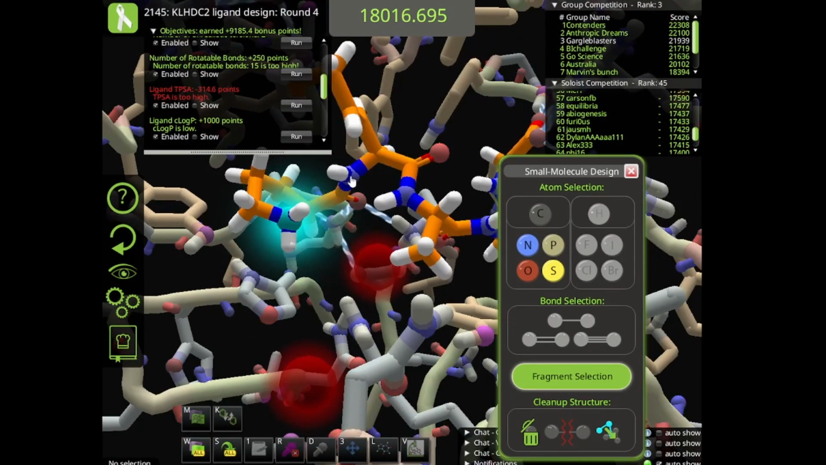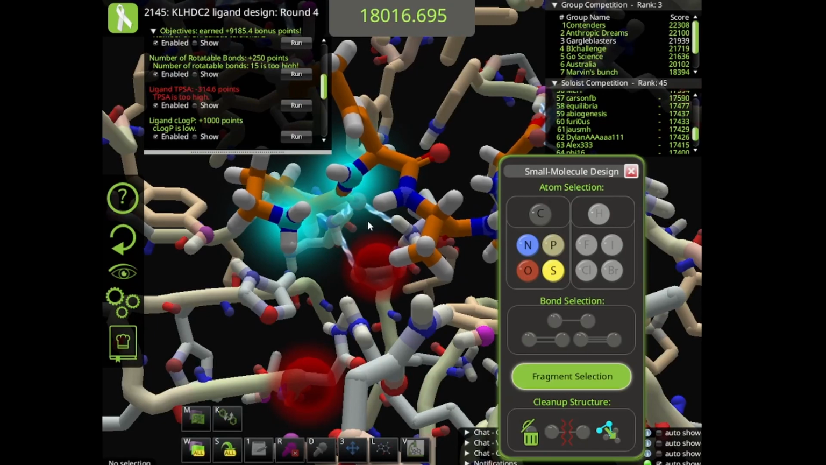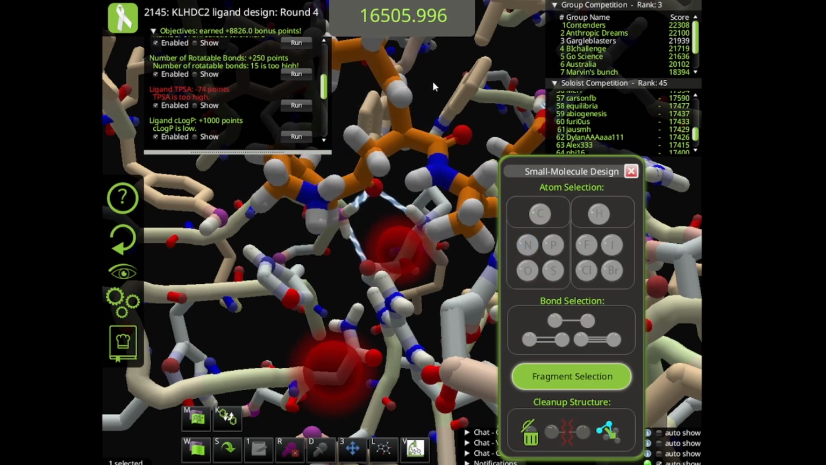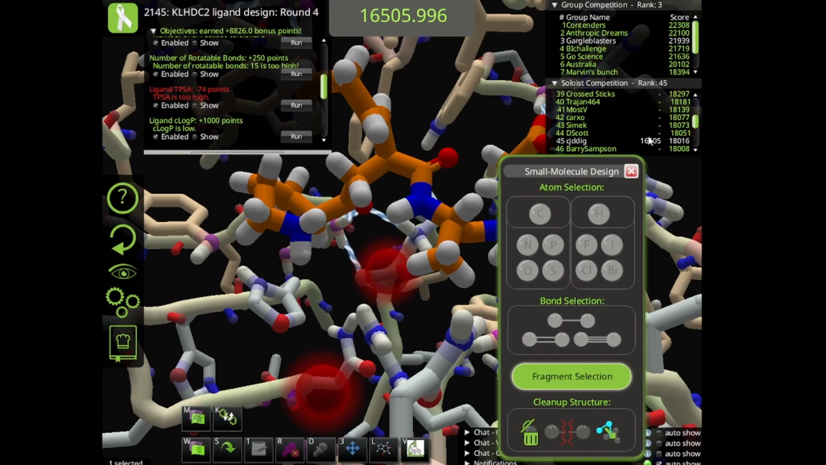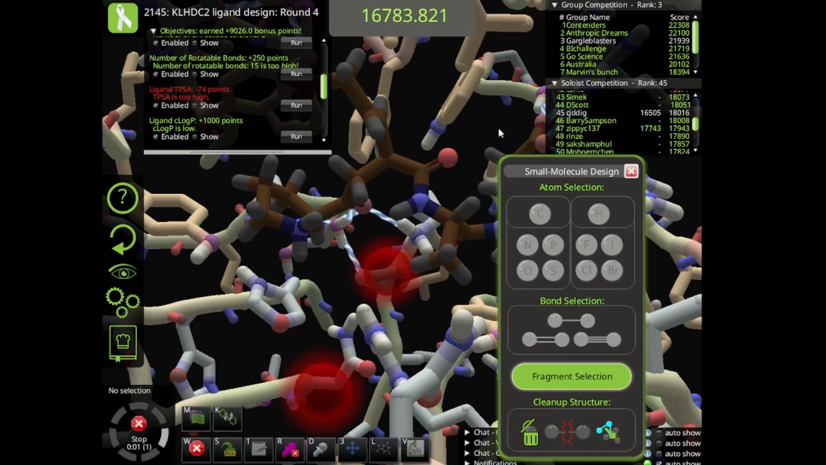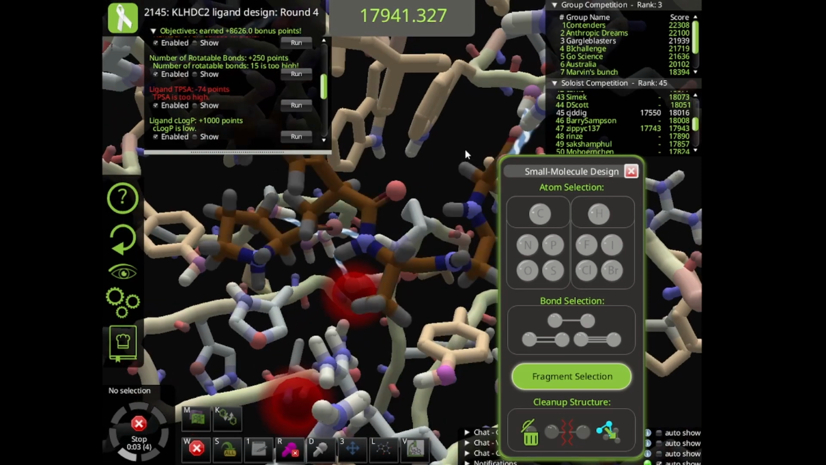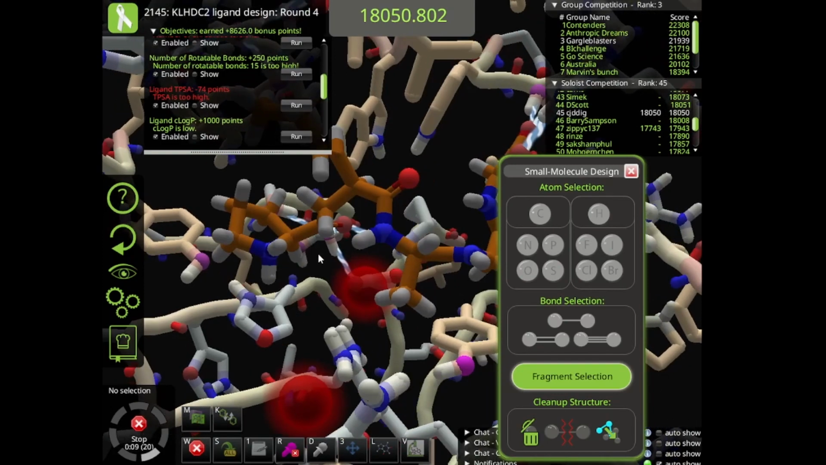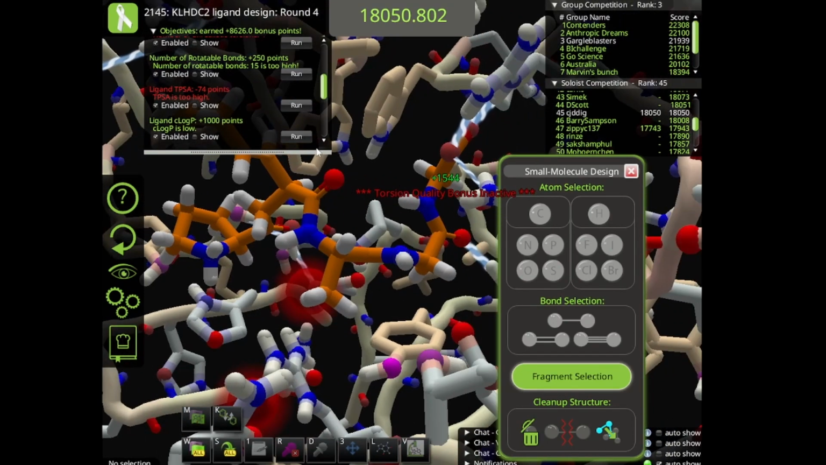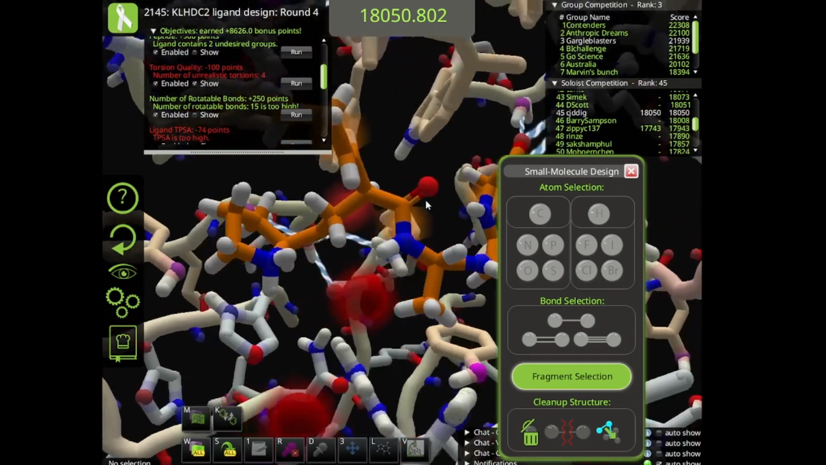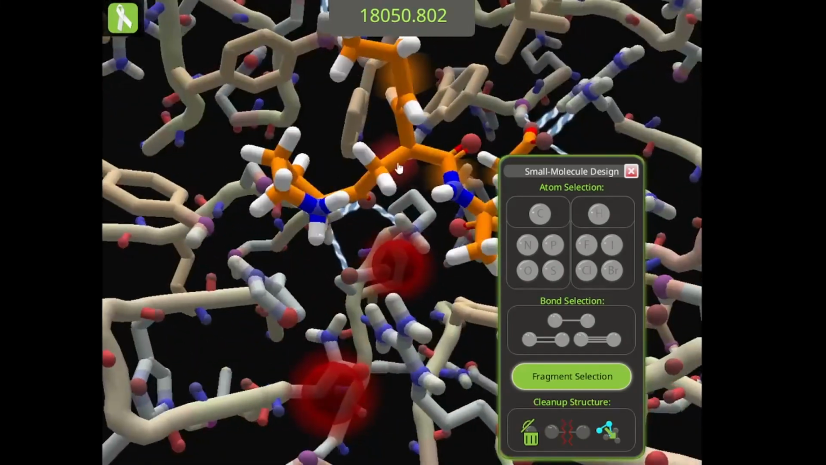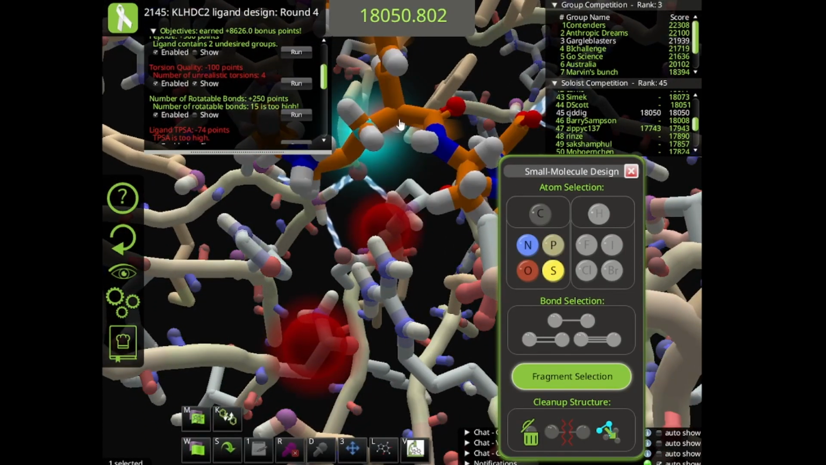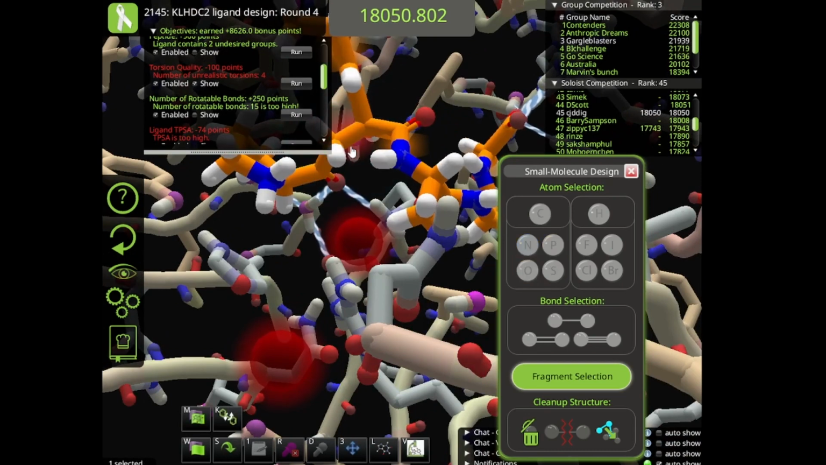Still TPSA is too high, so I will change this nitrogen to carbon, and the score dropped. But when I wiggle, the score sharply increased. But torsion quality, yeah, indeed it is hard to manage the torsion quality.